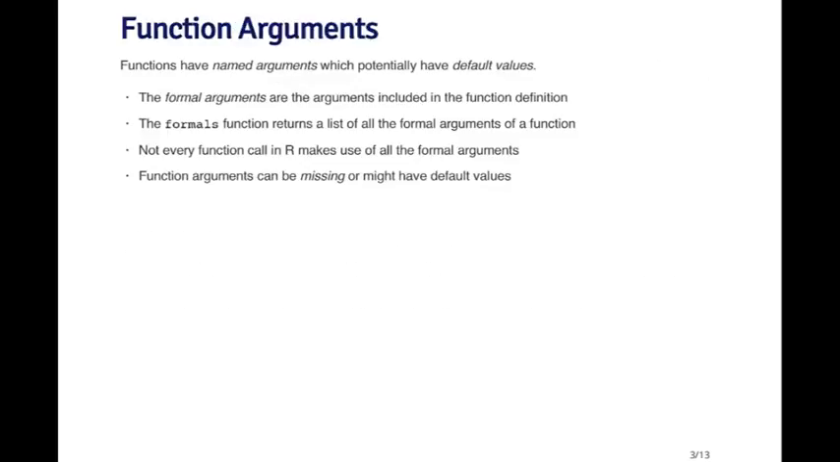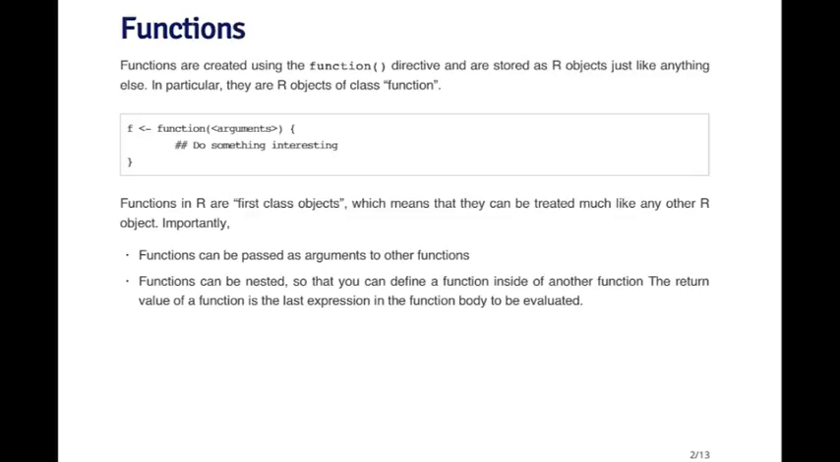Functions have what are called named arguments, and the named arguments can potentially have default values. A lot of these features are useful when you're designing functions that may be used by other people. For example, you may have a function that has a lot of different arguments, so you can tweak a lot of different things, but most of the time you don't have to change all those arguments. You may only care about 1 or 2, so it's useful for some of the arguments to have default values. First of all, there are the formal arguments, which are the arguments that are included in the function definition. If you go back to the previous slide, the formal arguments are the ones included inside this function definition here.